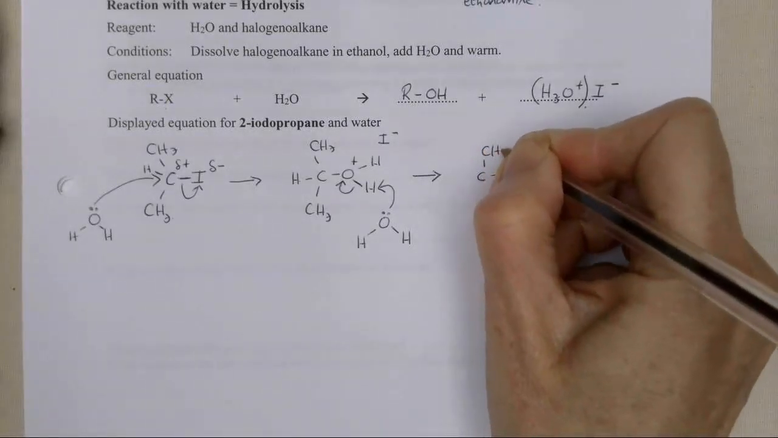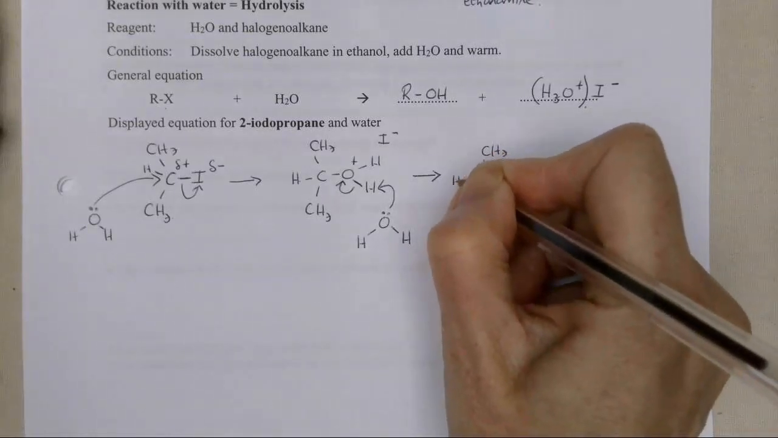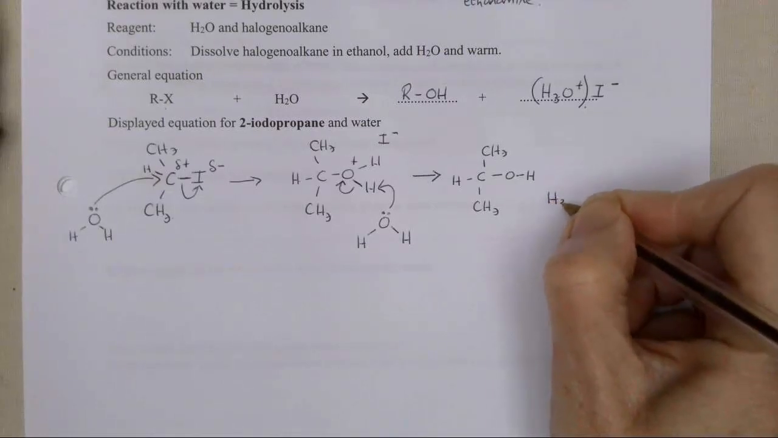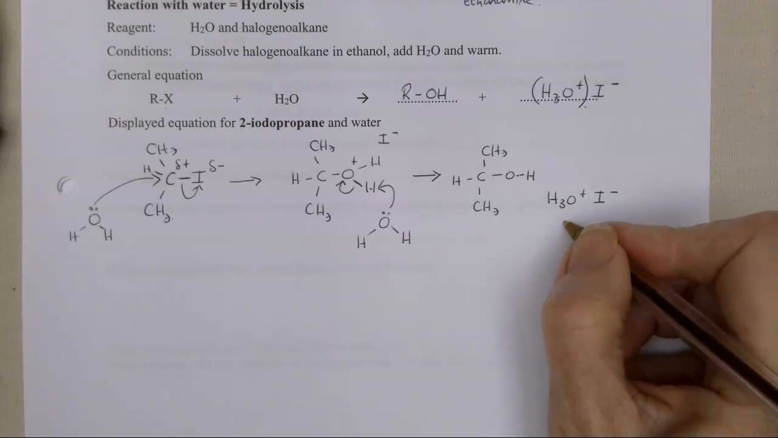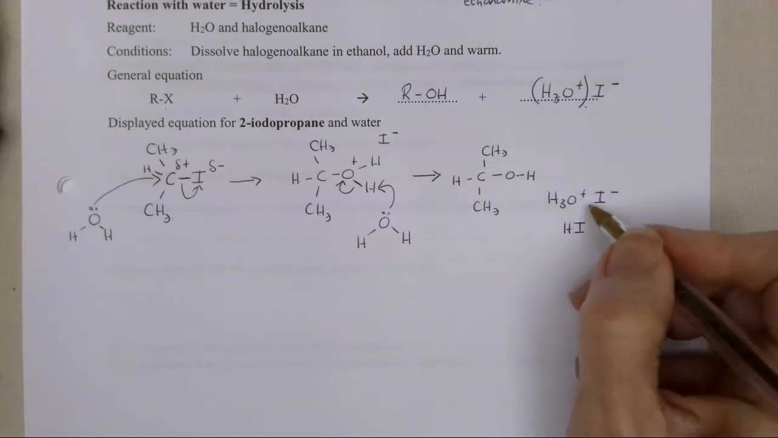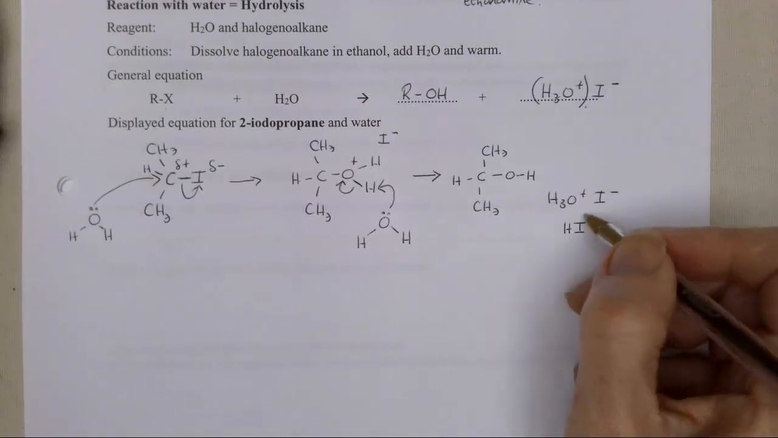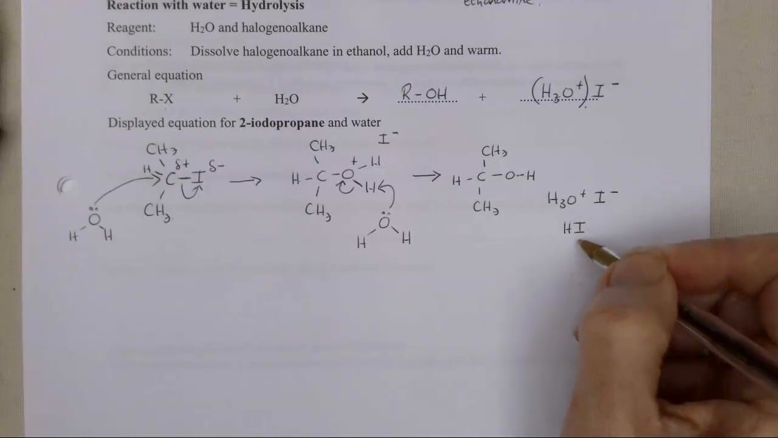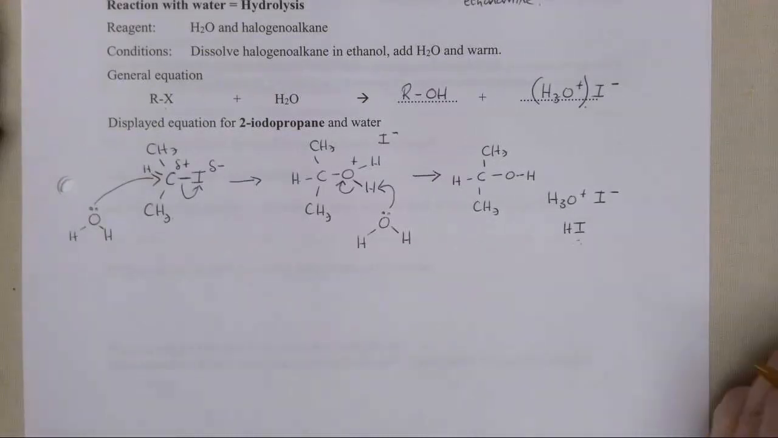I've still got my CH3 and my CH3 and my H, and I get H3O positive, I negative, which we can usually just write as HI, hydrogen iodide. This is an acidic molecule. This is what we consider an acid, and this is a reasonably strong acid. The hydrogen and the iodide split up when they're in water to make an acid.